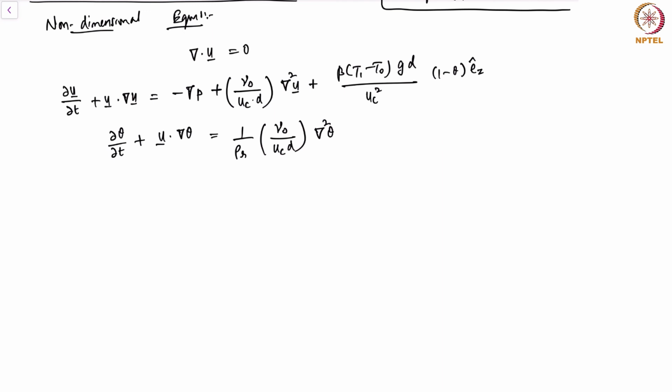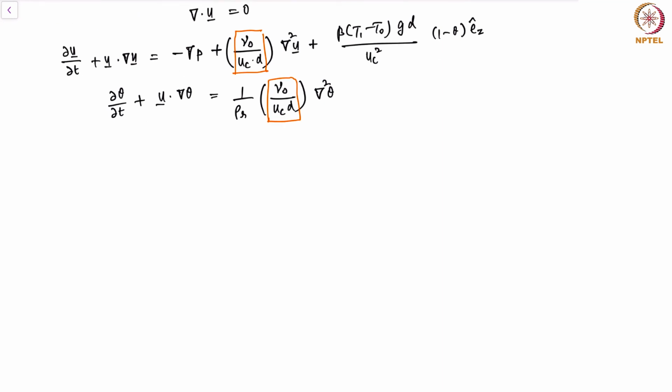Now if you notice here, there are two terms that I'm highlighting, these two terms are nu naught by uc times d. Because this is not a shear driven problem, there is no natural characteristic velocity field that is coming externally. Any velocity field that is generated is because of either buoyancy or because of surface tension variations. So this term here is actually the Reynolds number. uc into d by nu is the Reynolds number.